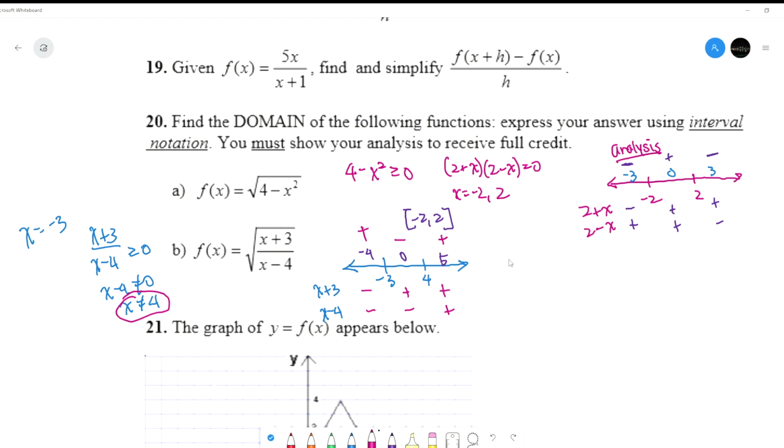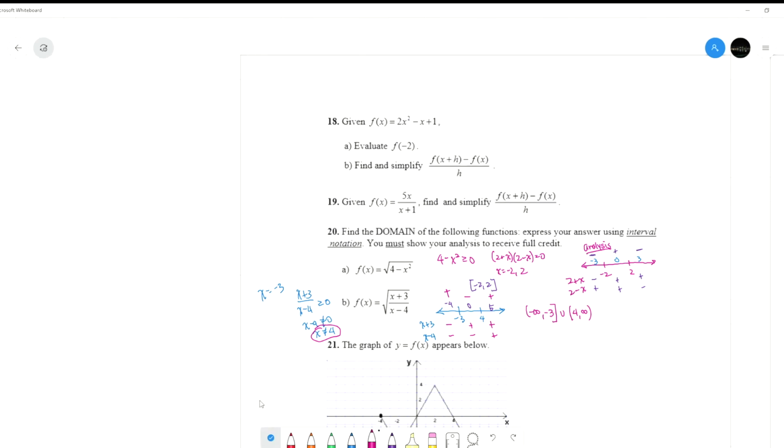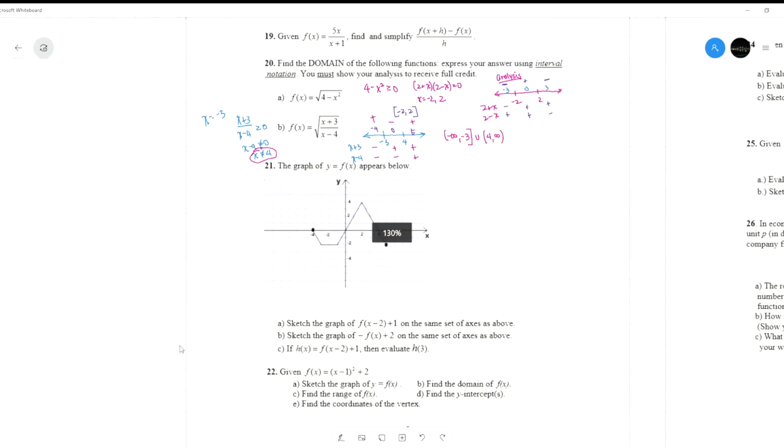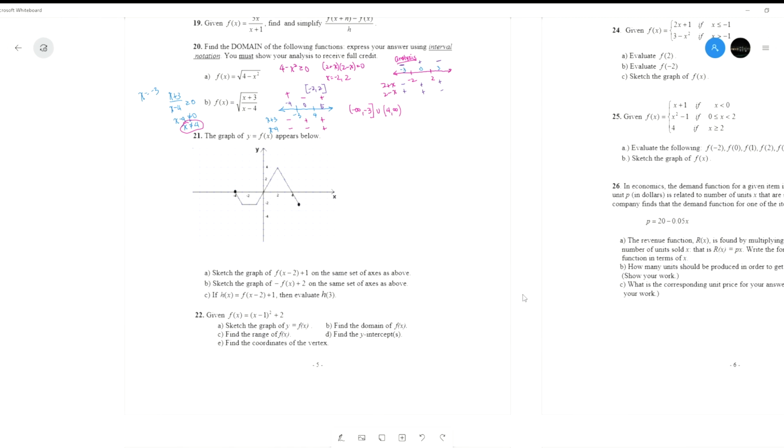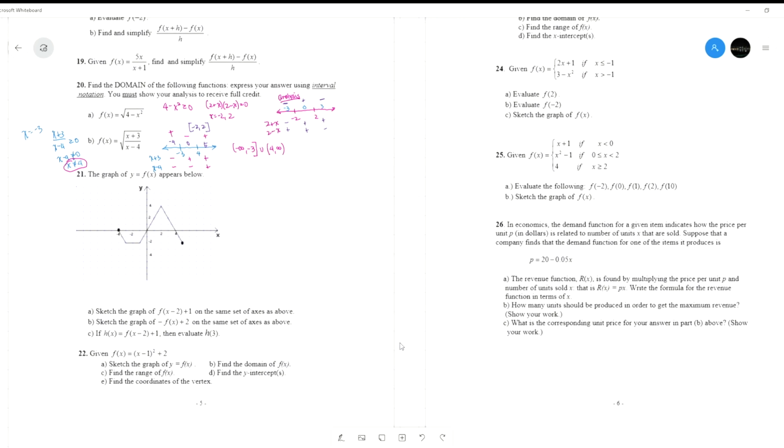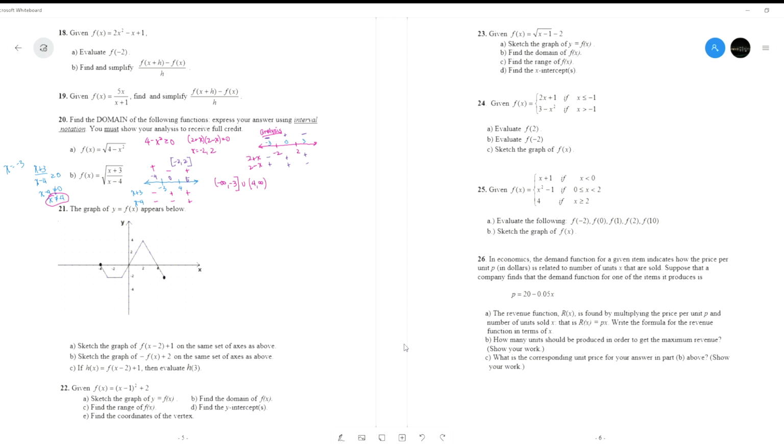So that means it's from negative infinity to negative 3 inclusive, union, where else? From 4, but it can't be included, to positive infinity. So that's B, and that's the work you would have to show. Any questions there? All right. And take a look at the rest of the review, see if there's anything you want me to talk about.